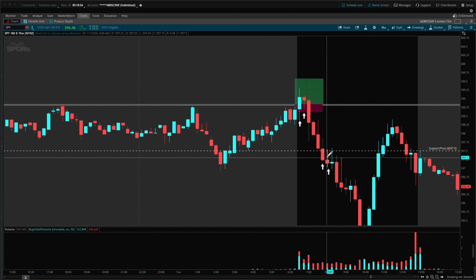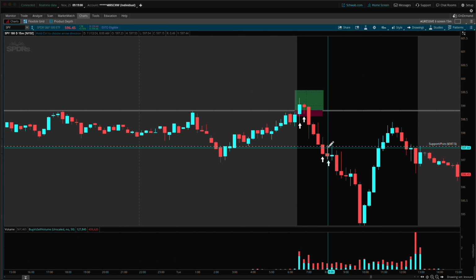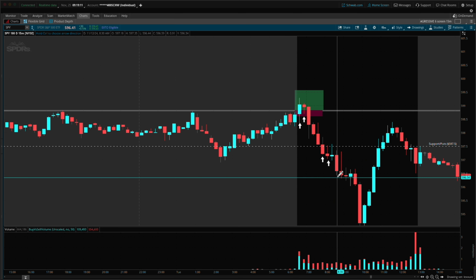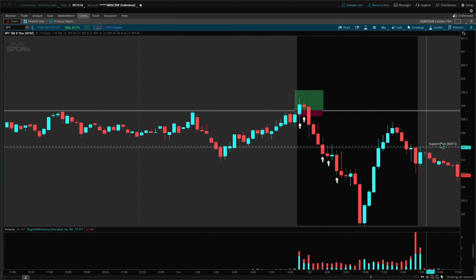Now I had to hold it for over 30 minutes in order to get paid nicely, but it worked out in my favor because we get the nice retest there. Candle closes below, long wick to the upside, indicating that sellers are stepping in. And then again, another retest. Long wick to the upside, indicating that sellers are stepping in. Volume is in my favor. Ended up holding. And this is where I got paid fat. This is the one that paid me my losses.